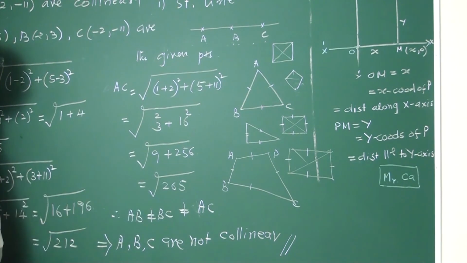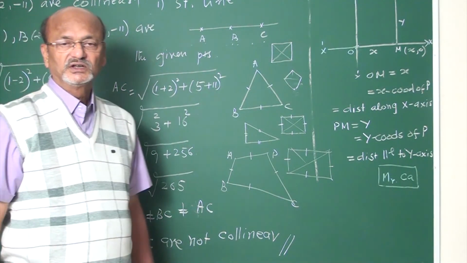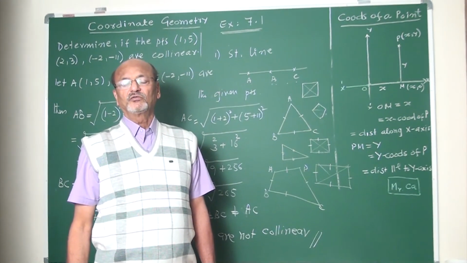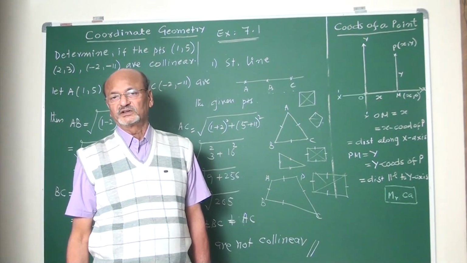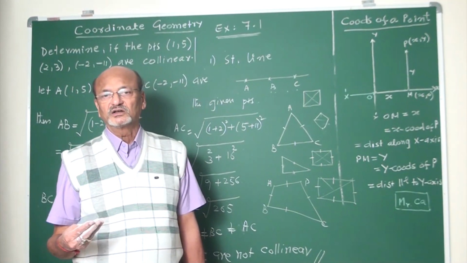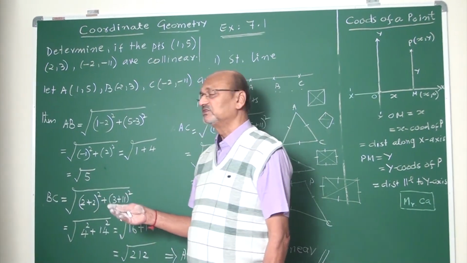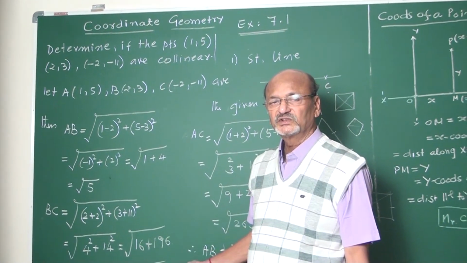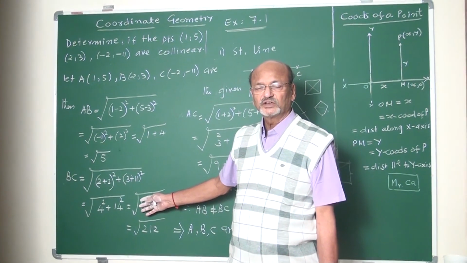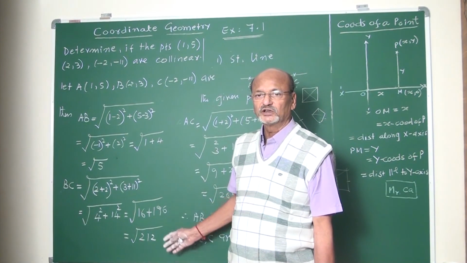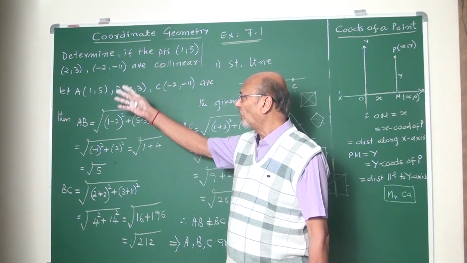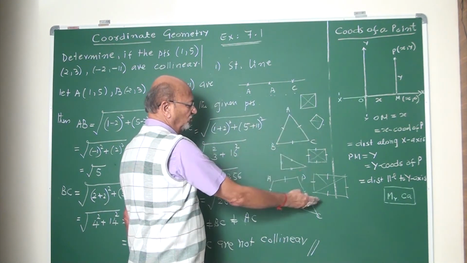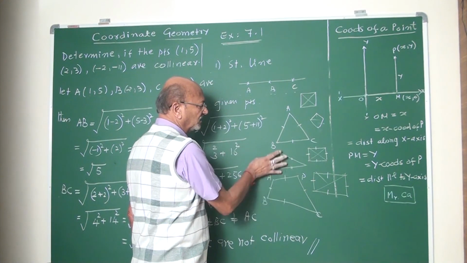I hope you are very comfortable in coordinate geometry. The main thing is your distance formula, the distance between two points: the difference of x coordinates whole square plus the difference of y coordinates whole square. All these examples are based on this distance formula. I will do some three or four examples based on quadrilaterals and triangles.